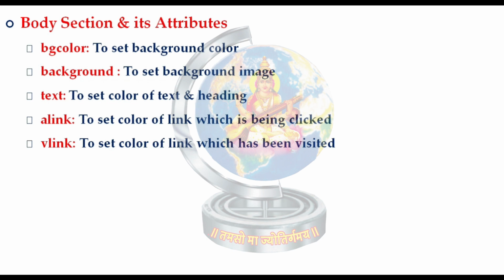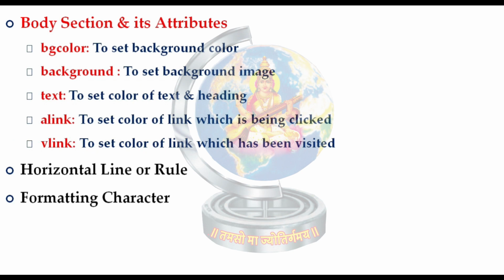Now today we are going to cover the next topic, that is horizontal line, or sometimes you can call it a horizontal rule, and we will also see what its use is. After that we will learn about the formatting characters, which are divided into 2 parts: physical style, and second, logical style. Third, we will learn about the font text, meaning how to change the font type, font size and font color.